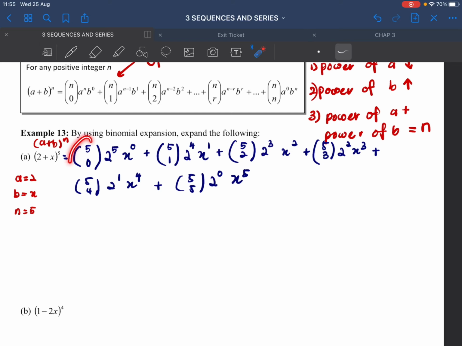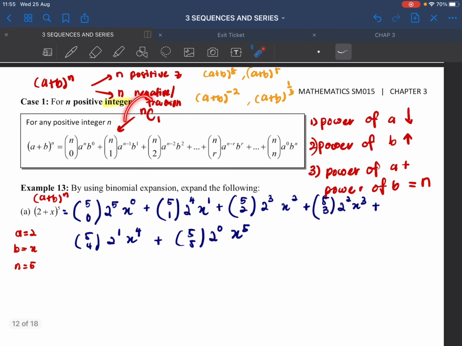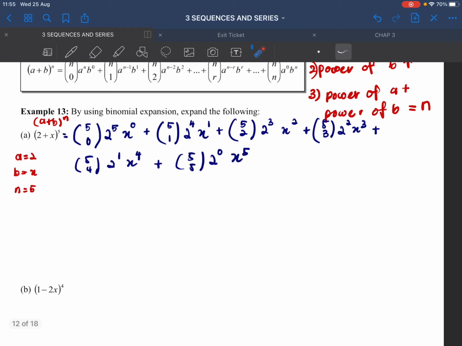So now what we are going to do is we just have to calculate. So this one dalam bracket ni kita tahu ini ialah nCr. Okay, so just press your calculator, which is 5C0, we will get 1. Okay, so 2 to the power of 5, we will get 32. x to the power of 0, 1. Okay, so 5C1, we will get 5. 2 to the power of 4, we will get 16. x to the power of 1, we will get x.